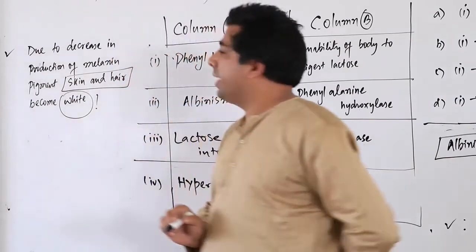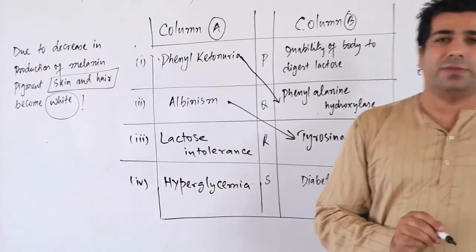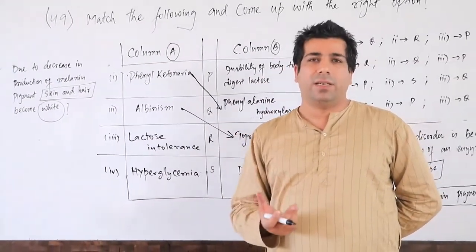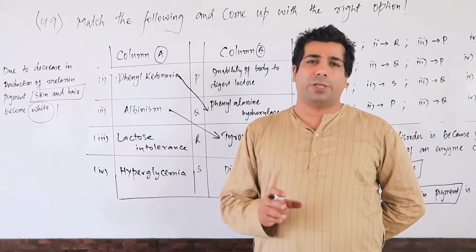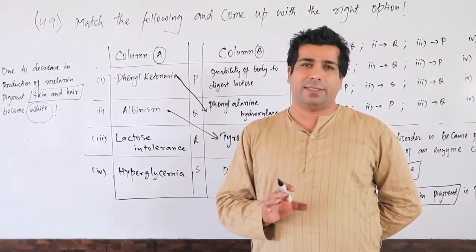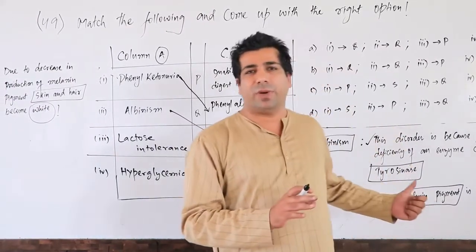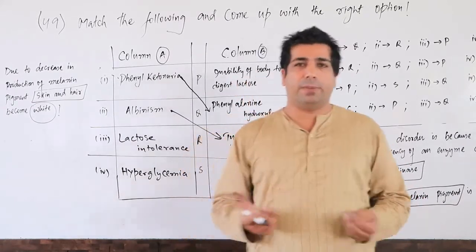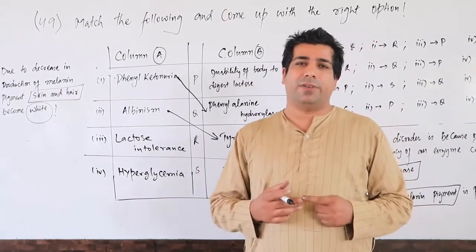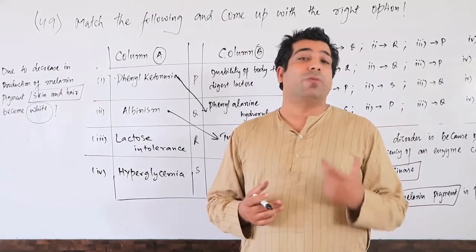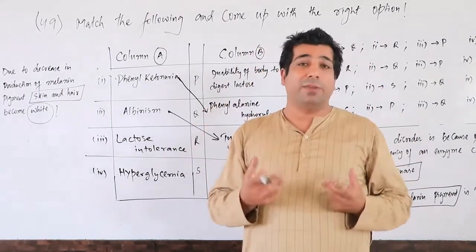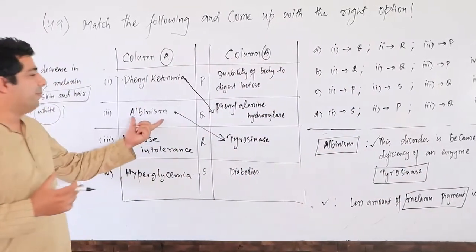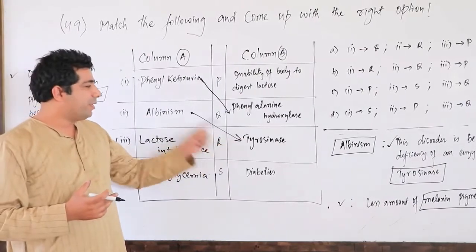So please remember that. So my dear friends, the melanin pigment, which is responsible for giving the color to skin and the hair, if the production of melanin is very, very less because of the deficiency of which enzyme? Tyrosinase, then what will happen? The color of skin and hair will turn out to be white. So your hair and skin will become white in color because of this disease known as albinism. So it has to be matched up with the tyrosine.